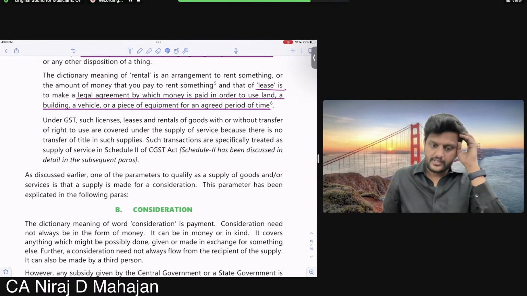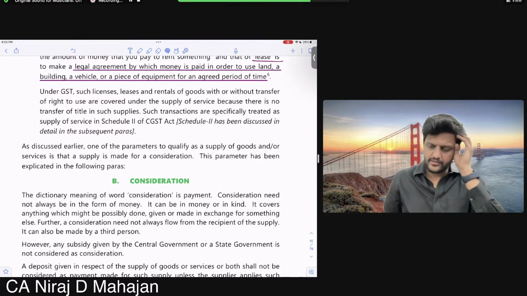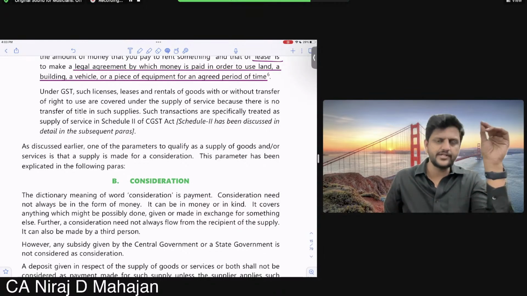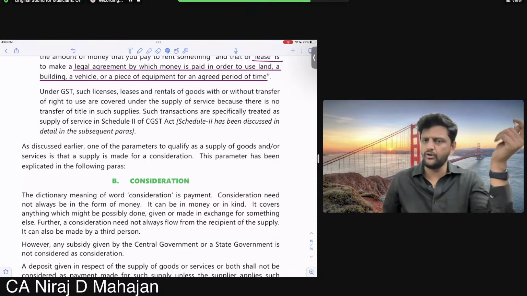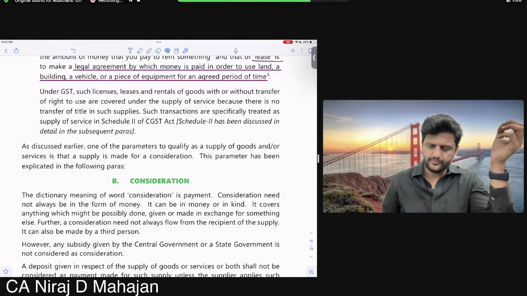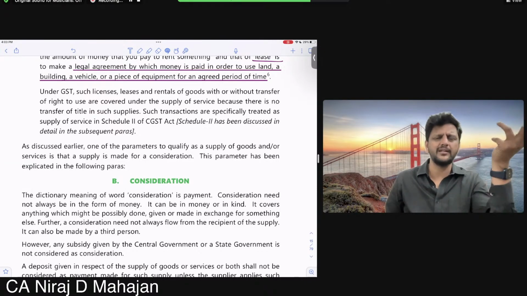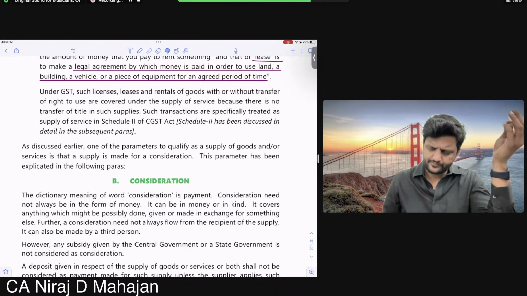Under GST, such licenses, leases, and rental of goods with or without transfer of right to use are covered under supply of service, because there is no transfer of title in such supplies. In sale of goods, there is transfer of title. But in supply of services, there is no transfer of title. If I am giving you a service, there is no transfer of ownership of anything, okay? So that is supply of service.